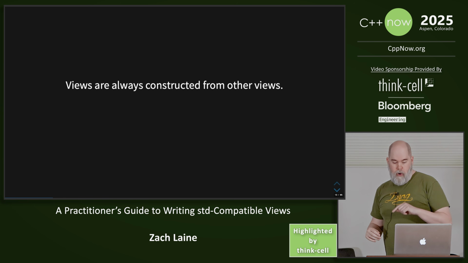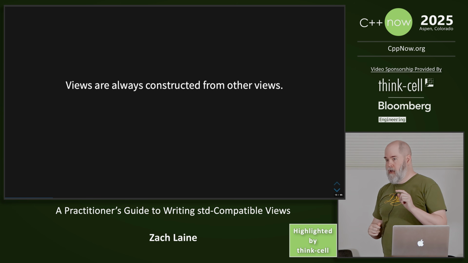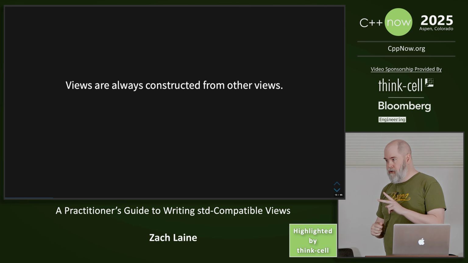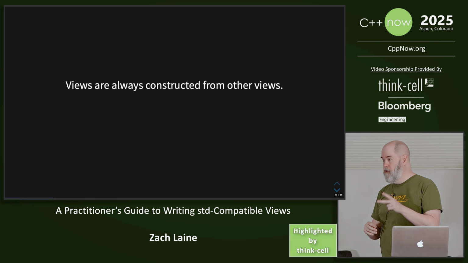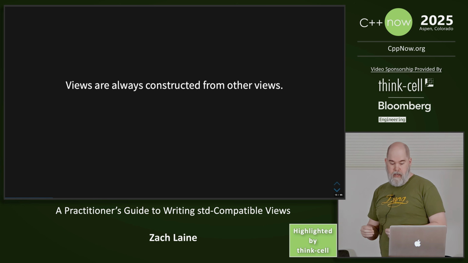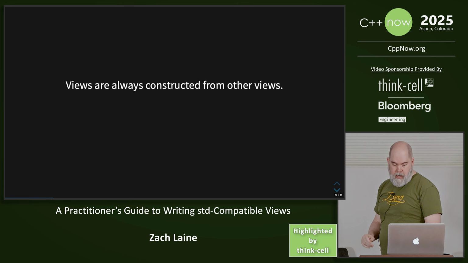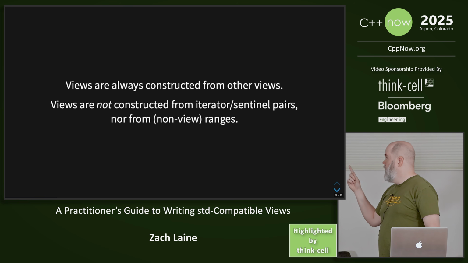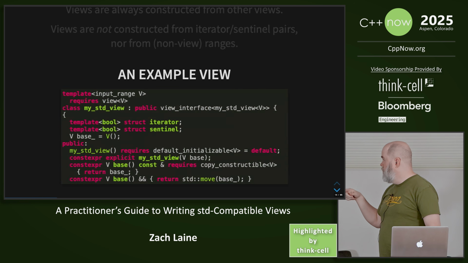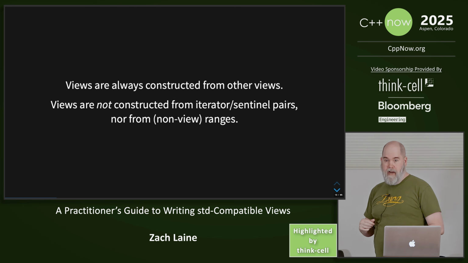And views are always constructed from other views with a couple of exceptions that we're going to get to, but you can think of that as a hard and fast rule except those couple of exceptions. You basically don't use those couple of exceptions directly in your code. So you can think of it as views are always constructed from other views. They are not constructed from iterator sentinel pairs, and they're not constructed from other things, non-view ranges or any other kind of random stuff you might think of.